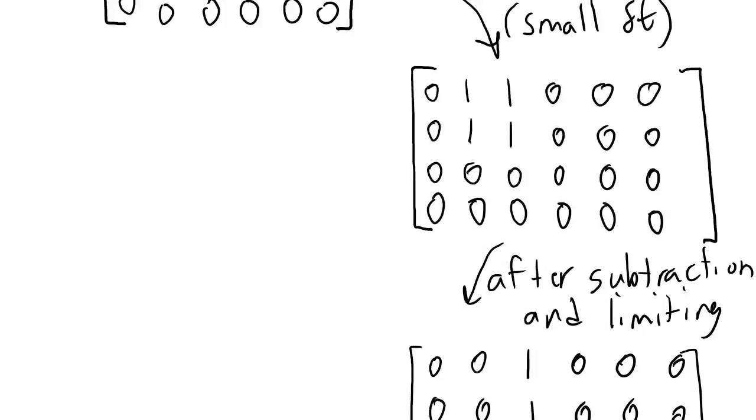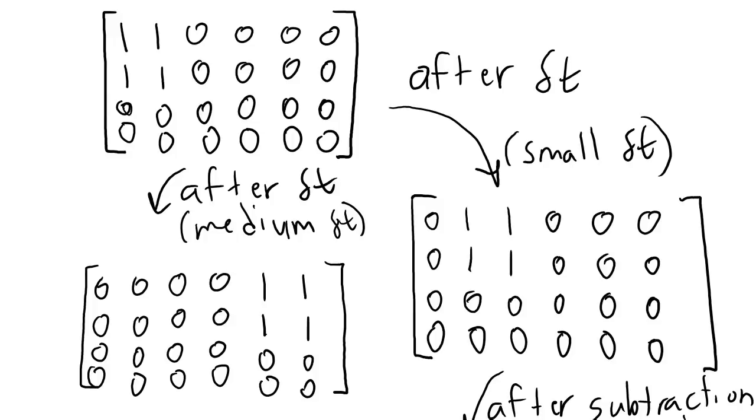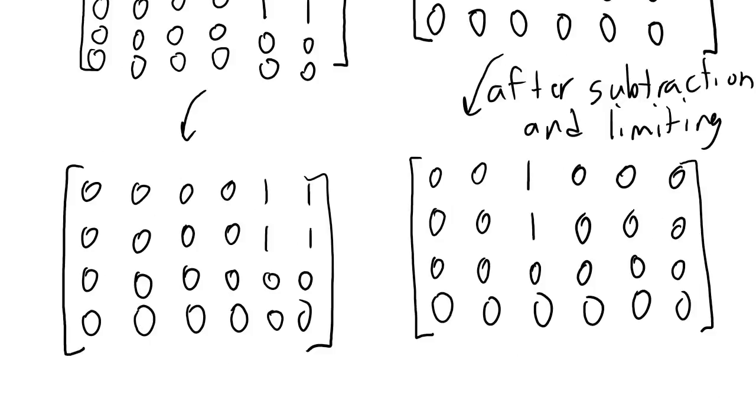Now, let's suppose that instead of a small delta t, I use a larger delta t. I'll call this a medium delta t, and we'll quantify this a little bit more in a moment. Since we have a larger delta t, the object has moved farther between the first picture and the second picture. So now what will happen after subtraction? In this case, after subtraction and limiting, we get the image as shown here.